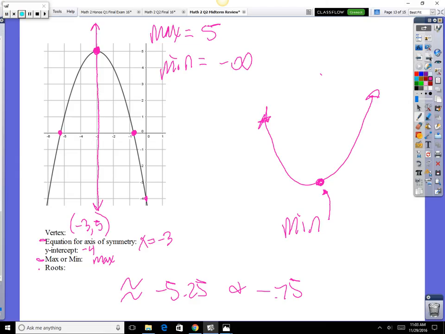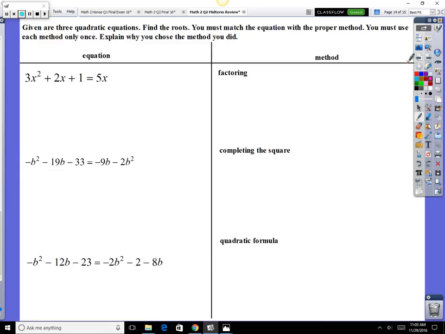Okay, now this is the best problem on the whole test. Here we go. You are given 3 equations. You got to find the roots. You're given 3 methods, and you must use each method once. So here we go. Move number 1. Get everything together on the same side.